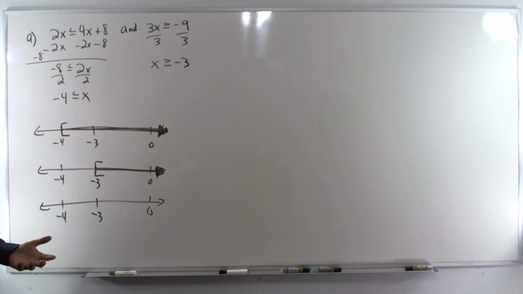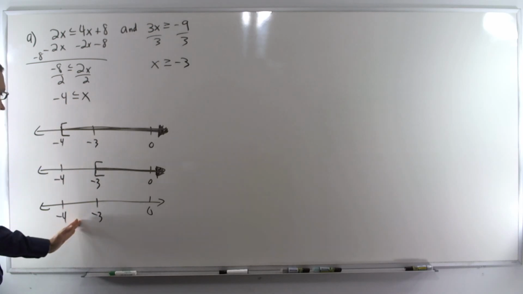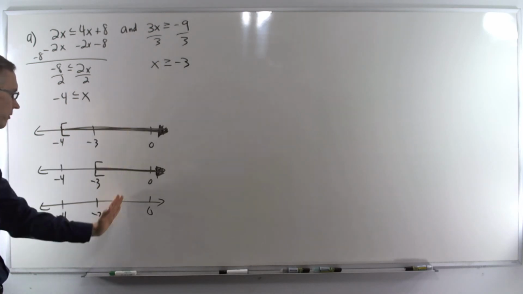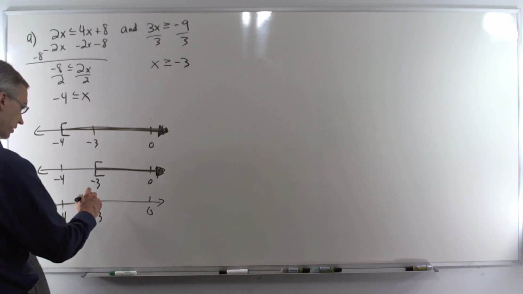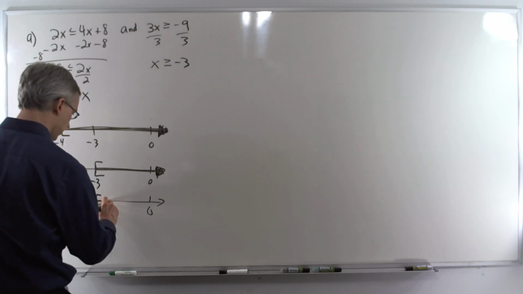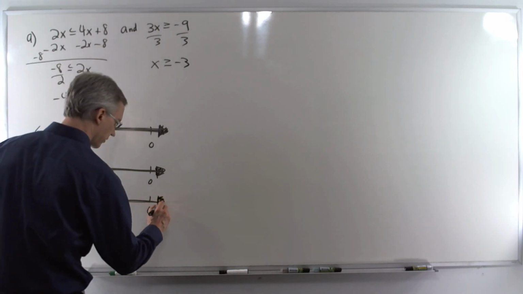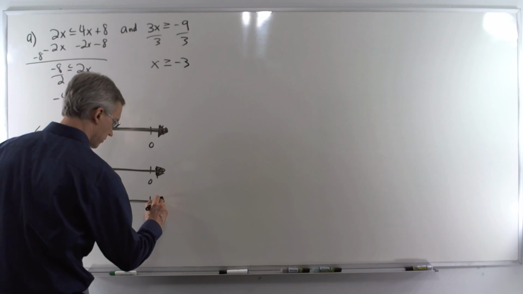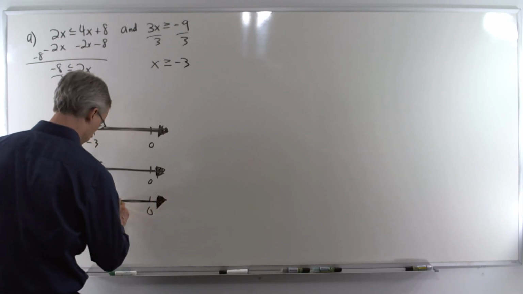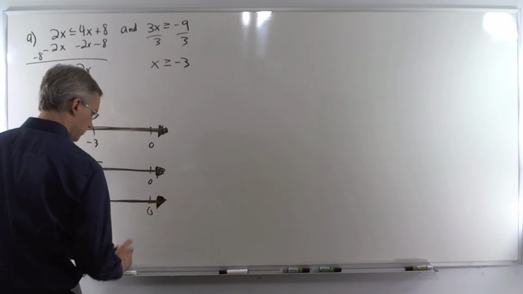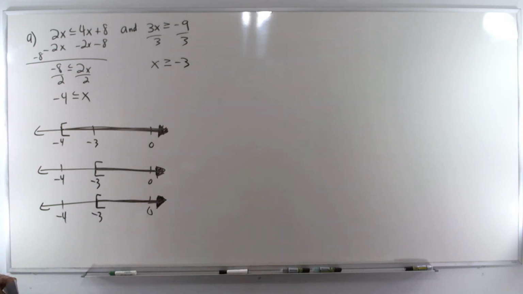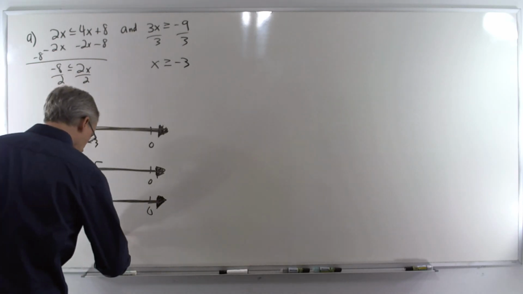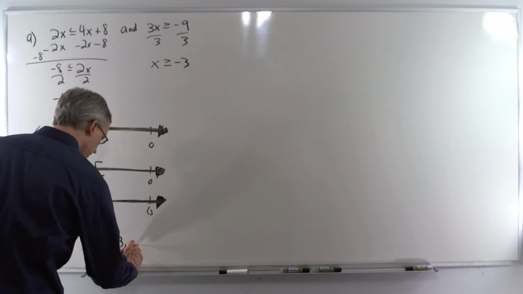Now we're looking for the intersection. For the intersection, we need both graphs to be present. No graphs here, so we don't include that. Only one graph here, so we do not include that. But here we've got both graphs. So we'll start here at -3, bracket, and go all the way to the right. So then in interval form, -3 to infinity.